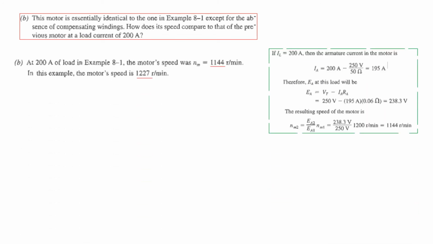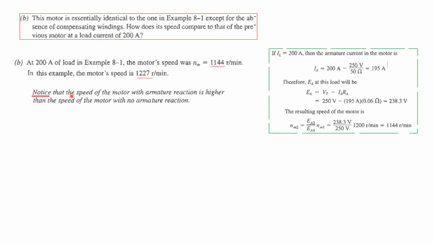So at 200 amperes, in example 1, the motor speed was 1144 revolutions per minute. So I have just copied from the 8.1, those who are interested, you can also follow this. So this was the speed that we got in 8.1, so 1144. And in this example, we saw that the speed is increased to 1227 revolutions per minute.